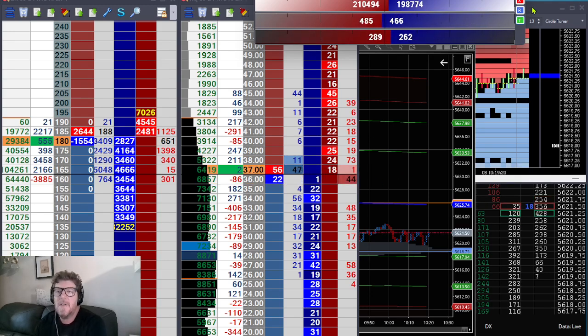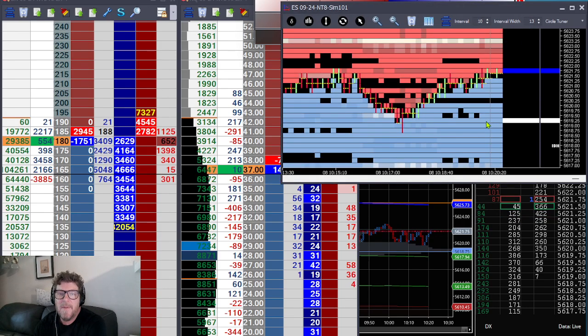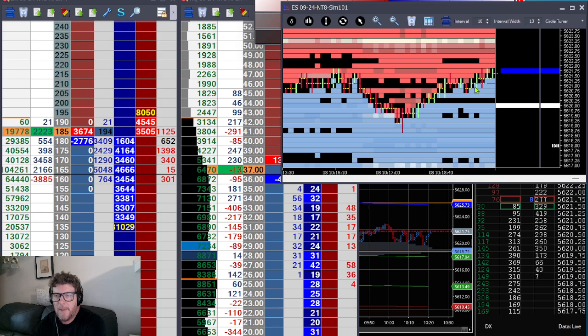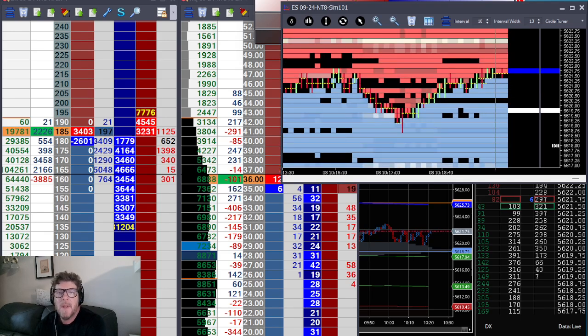And then right next to that, we've got the auction vista. This is a heat map of the liquidity. And you can see there's a big block of liquidity right here on 5623.25. That's probably going to act as resistance, at least in the short term.